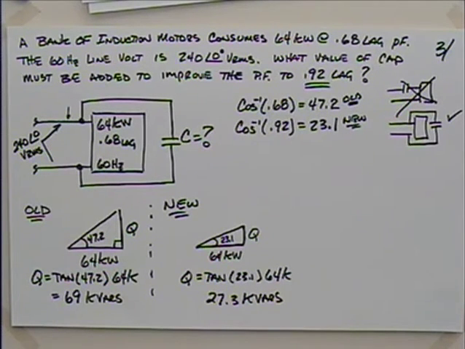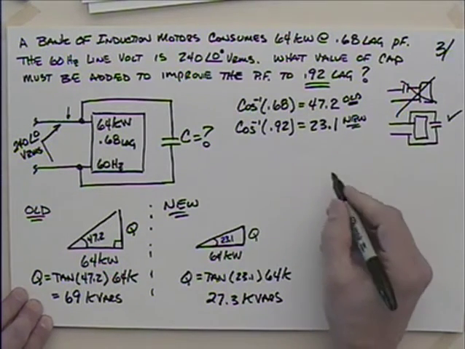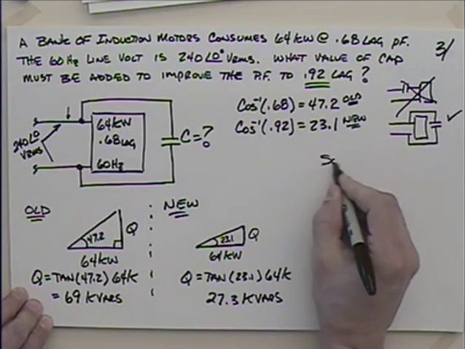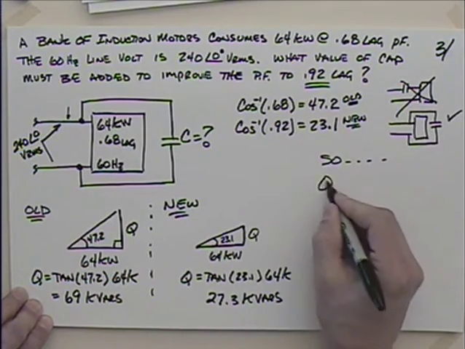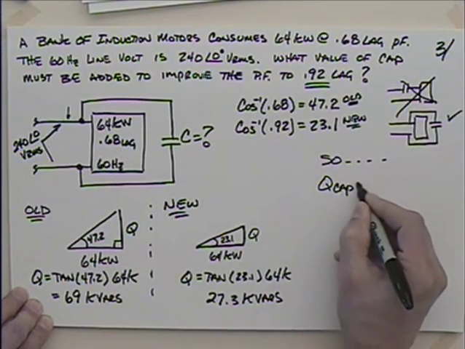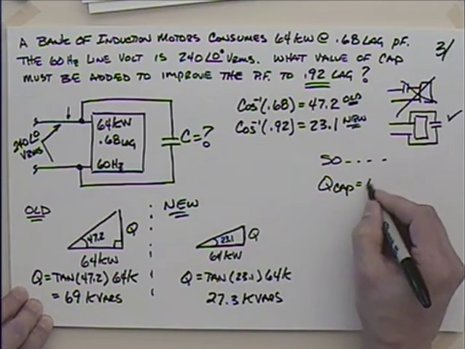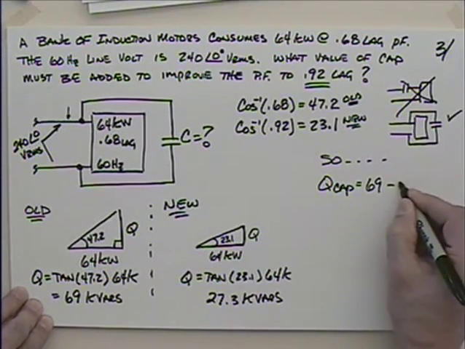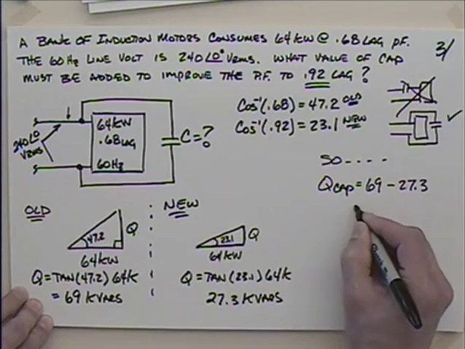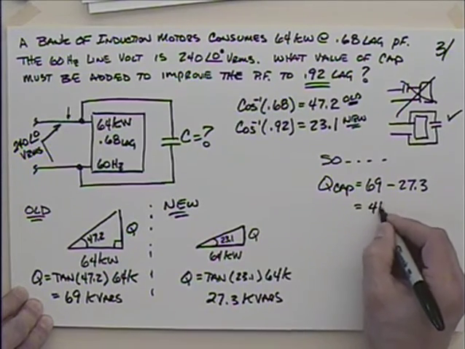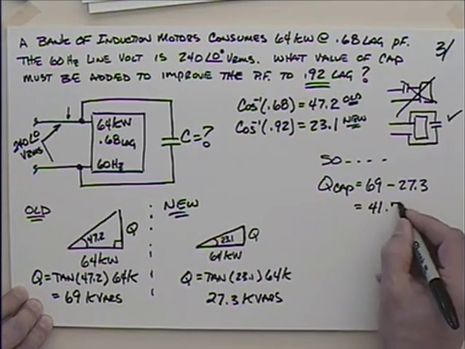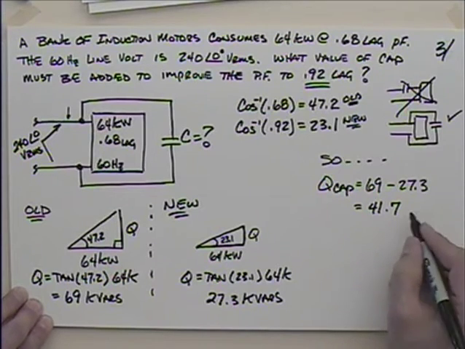So the difference between those is the Q for the capacitor, which of course would be negative, wouldn't it? So Q for the capacitor is going to be equal to 69 minus 27.3, which gives me 41.7 kVars.